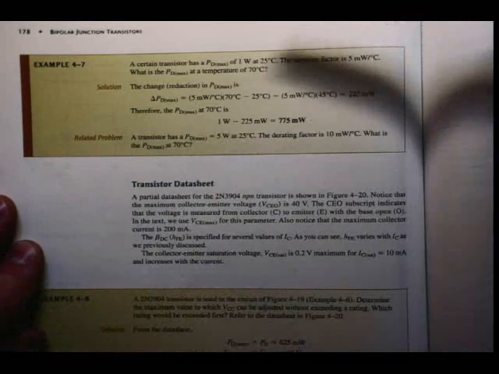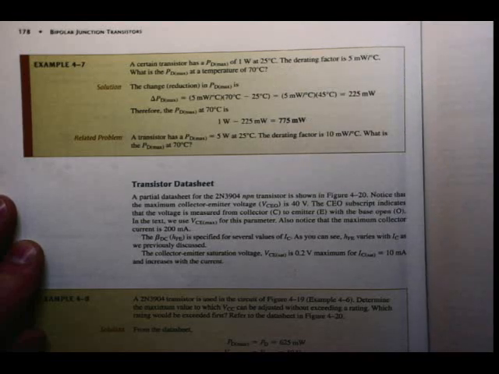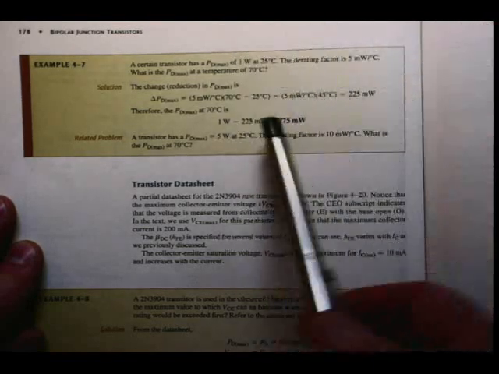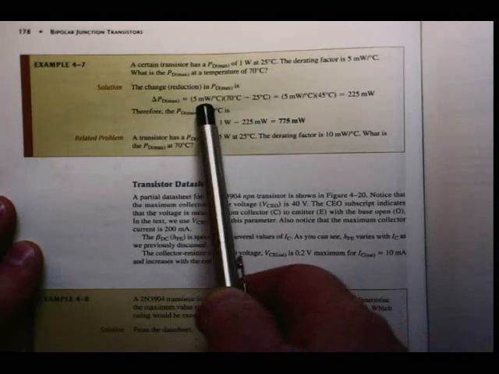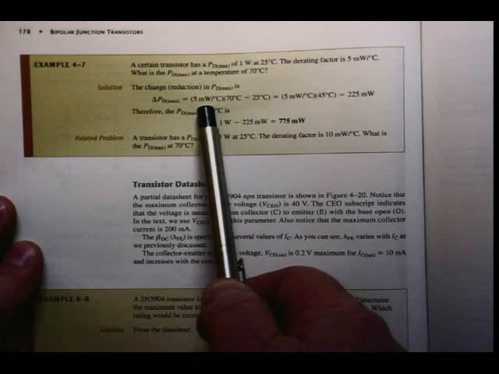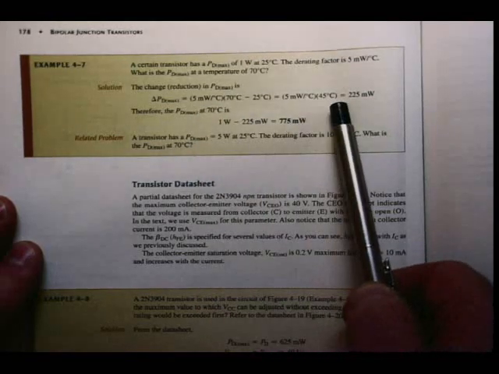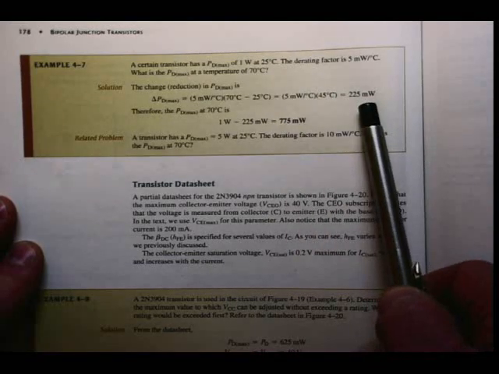So we've seen that it changes by 5 milliwatt per degree Celsius. So I have to work out how much higher the temperature is. What's the difference between 70 and 25? You can see there it's 70 minus 25. Then multiply it by the derating factor, in this case 5 milliwatt per degree Celsius. So 70 minus 25 gives me 45. So 45 times that gives me a value of 225 milliwatts.